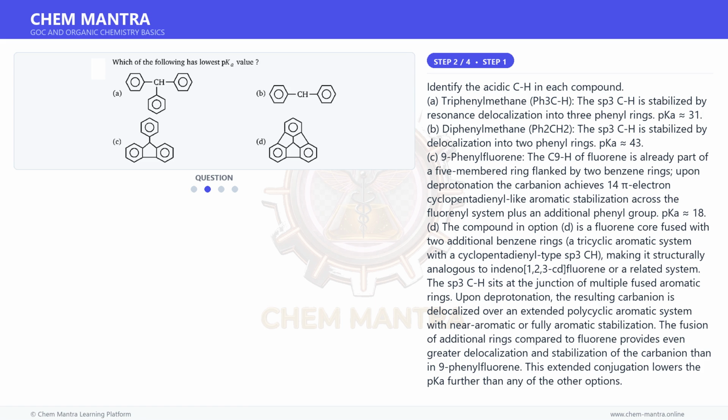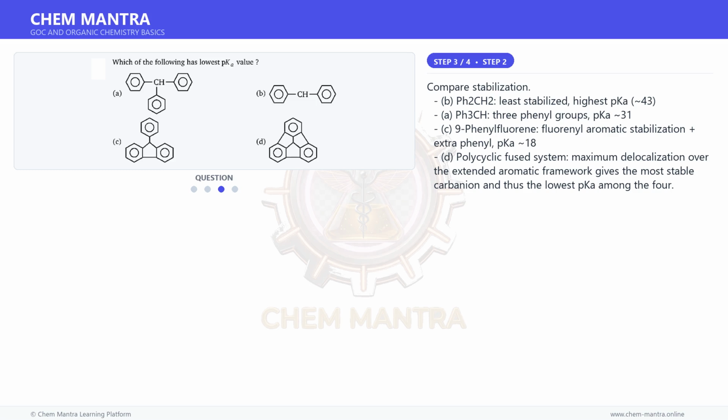Upon deprotonation, the resulting carbanion is delocalized over an extended polycyclic aromatic system with near aromatic or fully aromatic stabilization. The fusion of additional rings compared to fluorene provides even greater delocalization and stabilization of the carbanion than in 9-phenylfluorene. This extended conjugation lowers the pKa further than any of the other options. Moving on to the next step.